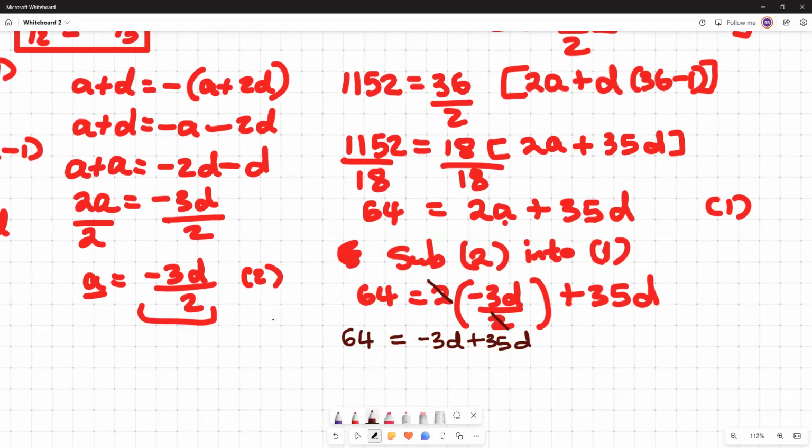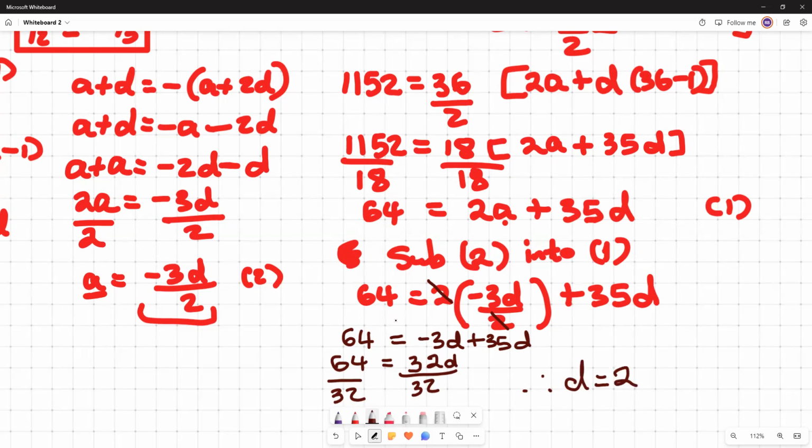Then what is that? You have 64 equals to 32d, because these are like terms. Minus 3 plus 35 gives you 32. Then you divide both sides by 32. Therefore, you can see that your d will be 2.